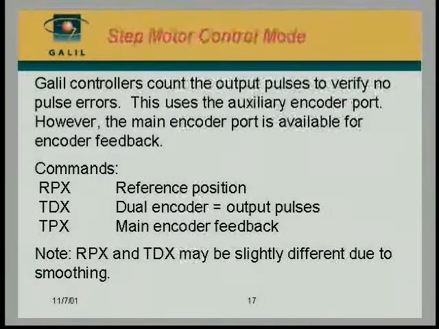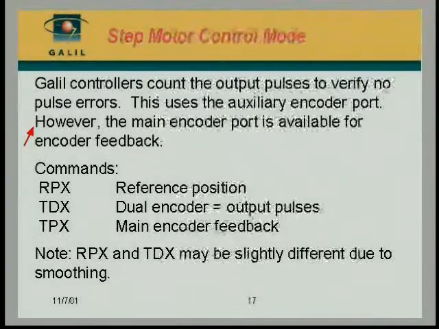We take all the output pulses and we read them back. And to do that, we use the auxiliary encoder port to measure all those pulses. This is why when you use a stepper motor, the auxiliary encoder port is no longer available to you to read other encoders. However, the main encoder is still available. So if you would like to connect an external encoder, you could do that through the main port.